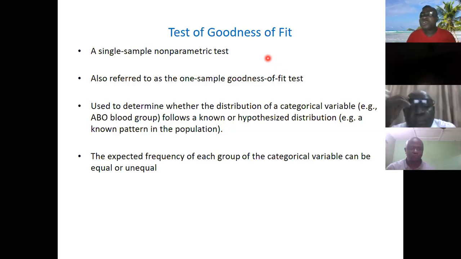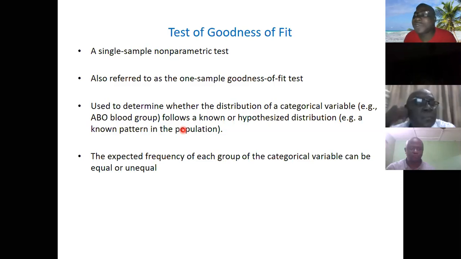Instead of having 2 groups, there is only 1 category of group. You are not looking at association between 2 groups or 3 groups. You are just testing 1 group against a particular distribution. It's a single-sample non-parametric test, also referred to as a 1-sample goodness of fit test. It is used to determine whether the distribution of a categorical variable, like ABO blood group, which can be A or B or AB or O, follows a hypothesized distribution.